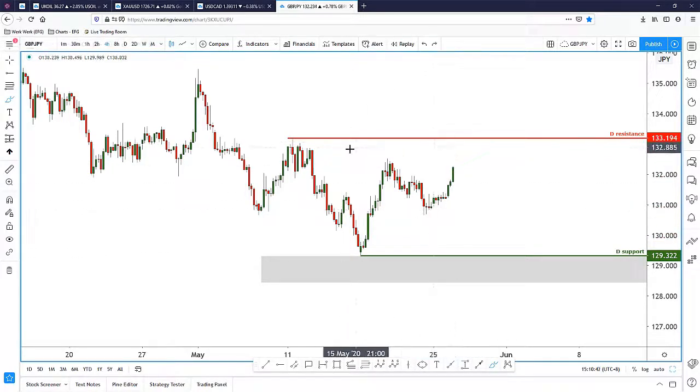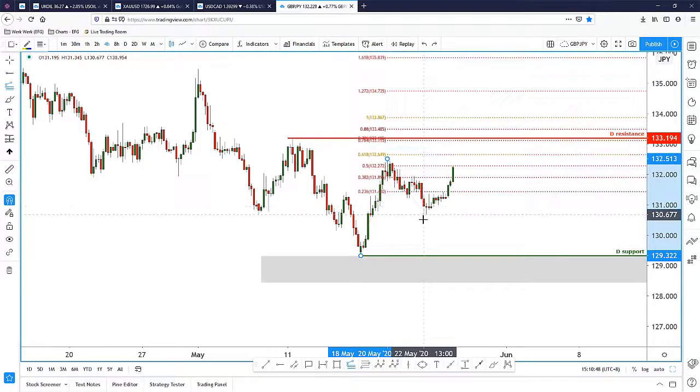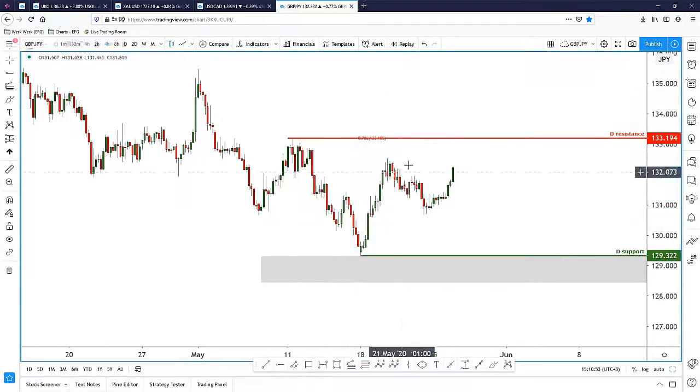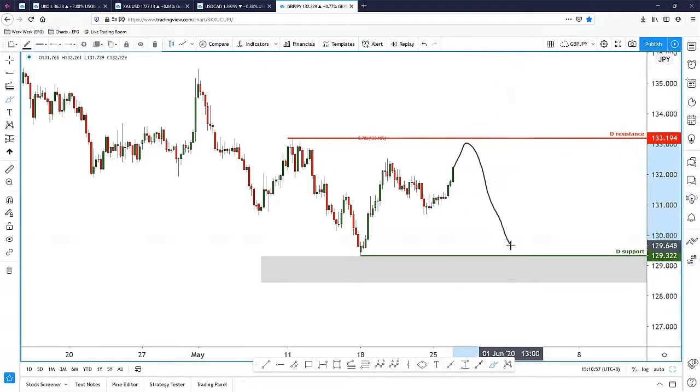So we want to see whether this daily resistance falls in line with any levels. Let's use extension. 0.1 to 0.2 to 0.3. And we see that the extension actually falls right at the 78.6 level, right? So price could very well come up to here before going back down.